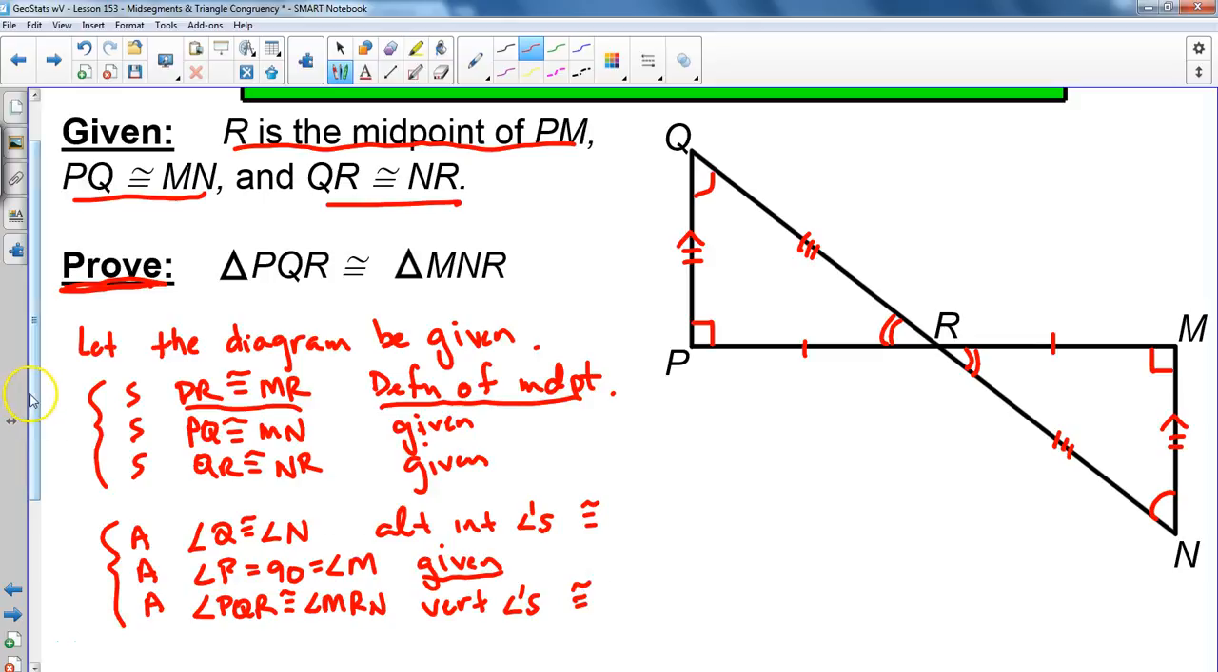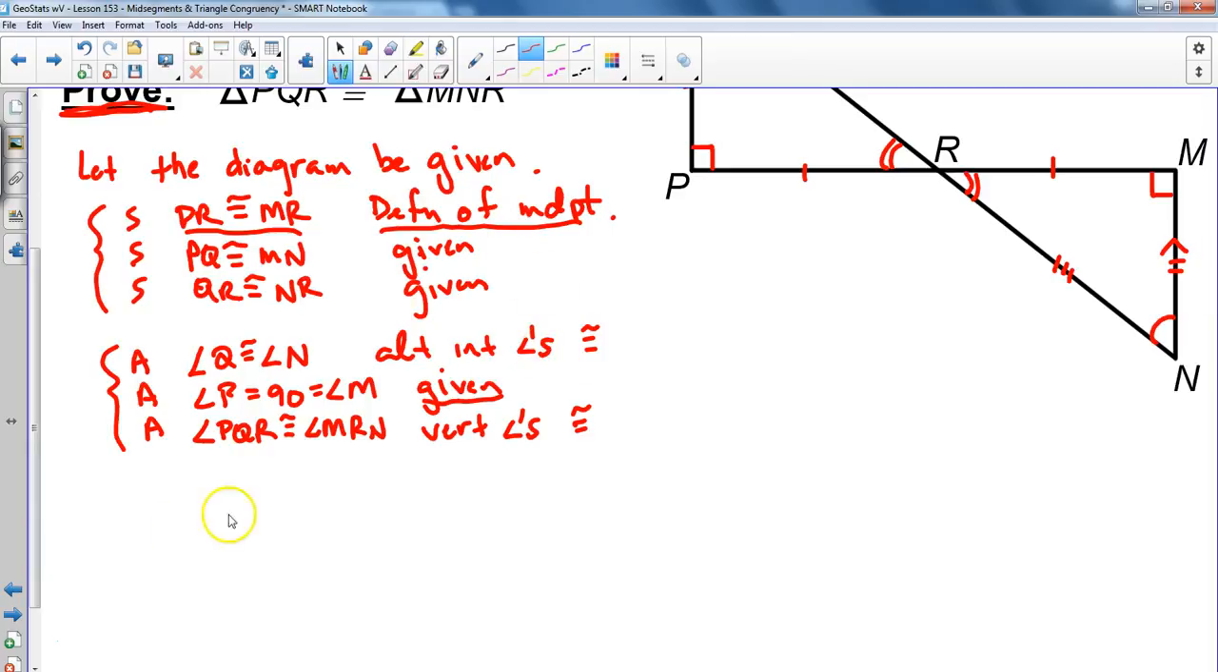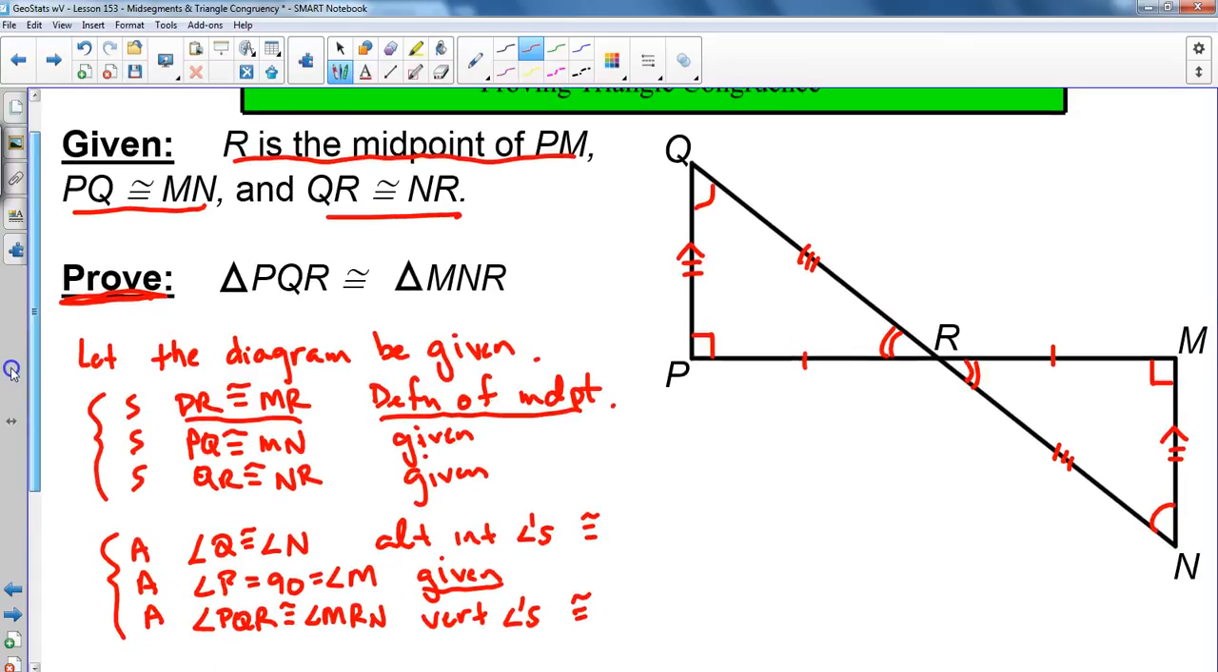Okay, so I've got my three side arguments, my three angle arguments, and then the last thing is because I just showed all of those work and the reasons for those, therefore I know that these two triangles, PQR and MNR, are congruent. So again, long drawn out process, and we'll look at shortcuts here in a second, but what I want you to understand is the structure of this argument.